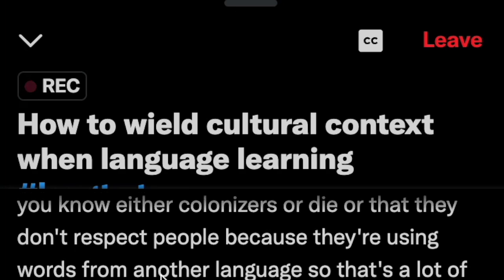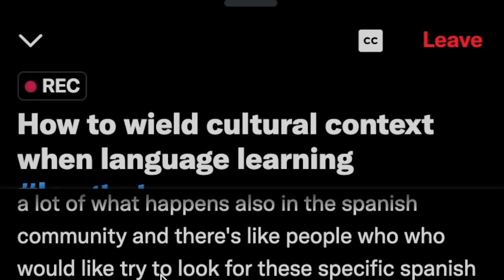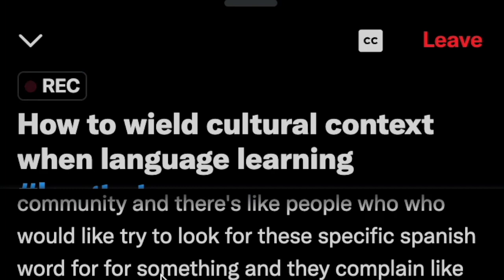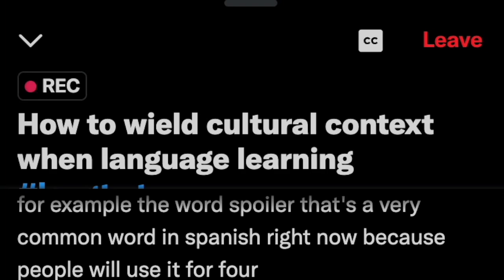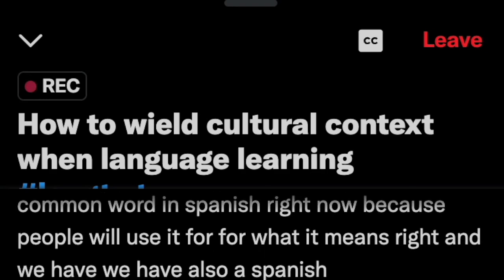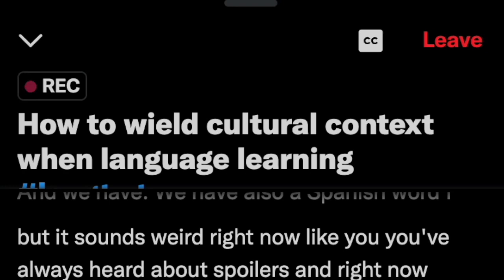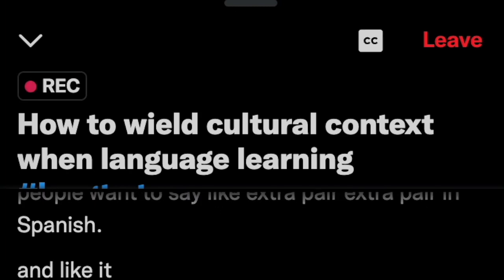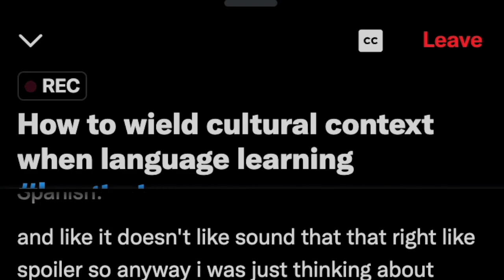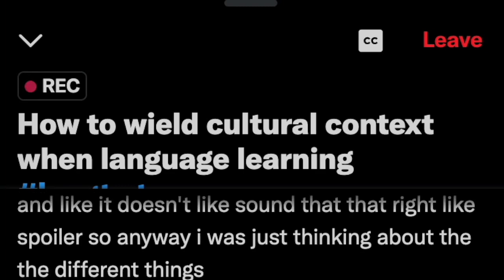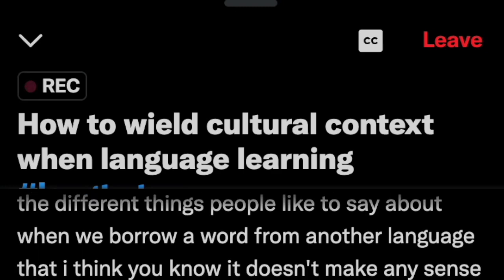So that's a lot of what happens also in the Spanish community. There are people who try to look for a specific Spanish word for something, and they complain, like, for example, the word spoiler. That's a very common word in Spanish right now because people use it for what it means, right? And we also have a Spanish word for that, but it sounds weird right now. You've always heard about spoilers, and right now people want to say estropear in Spanish, and it doesn't sound right, like spoiler. So anyway, I was just thinking about the different things people like to say when we borrow a word from another language, that I think it doesn't make any sense to talk in that way.